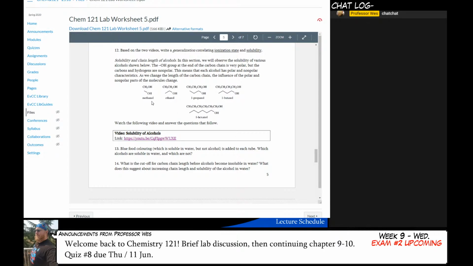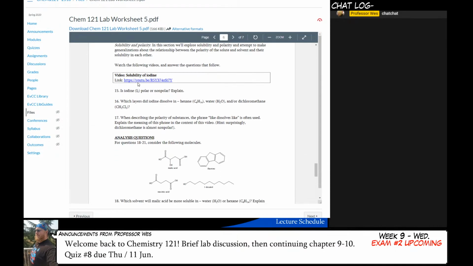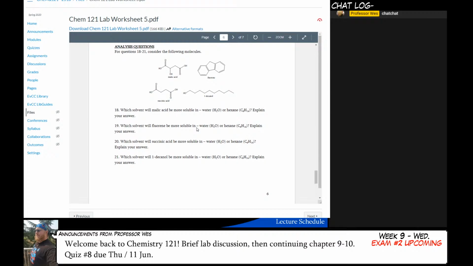And we're going to see how well these mix together with water by adding food coloring to it. Though food coloring dissolves in the water, and anything else that dissolves in the water will also turn blue. But if it doesn't dissolve in the water, it doesn't turn blue. And then finally, I have a video talking about iodine. So iodine, as a molecule, you should be able to draw its Lewis structure to tell me if it's polar or nonpolar. You should be able to tell me if hexane, water, or dichloromethane are polar or nonpolar. And then write generalizations based on that, and then answer a few questions afterward.